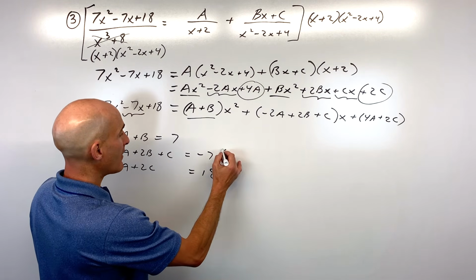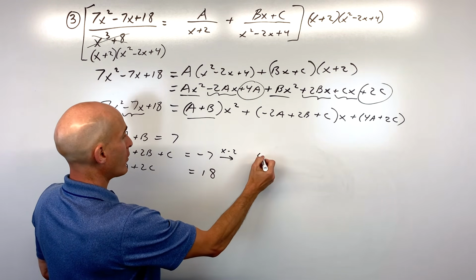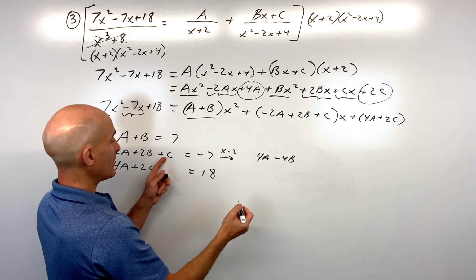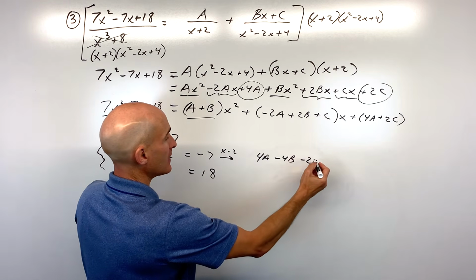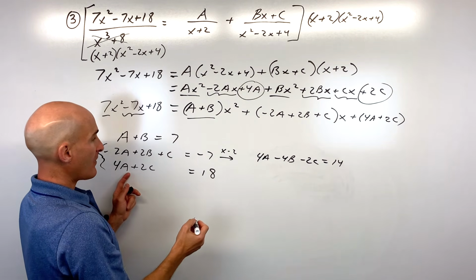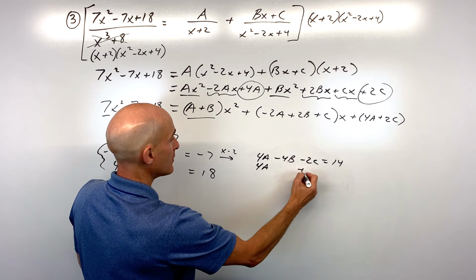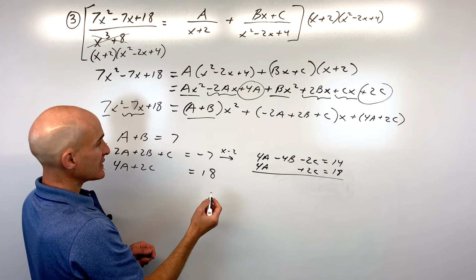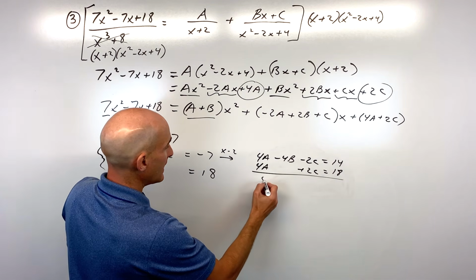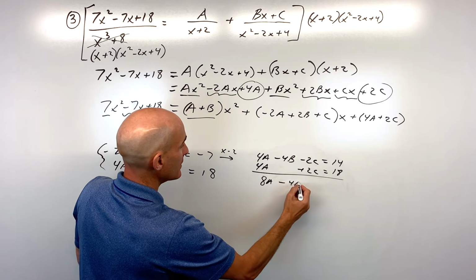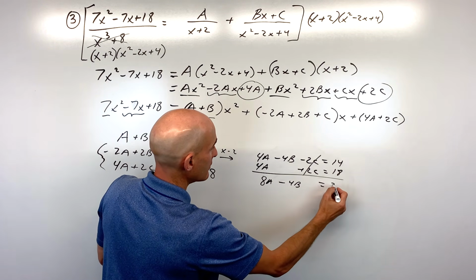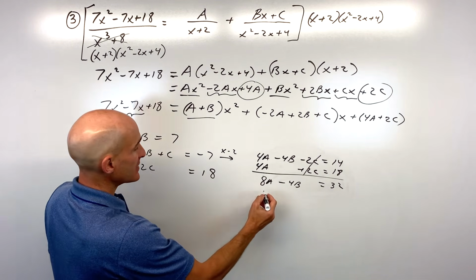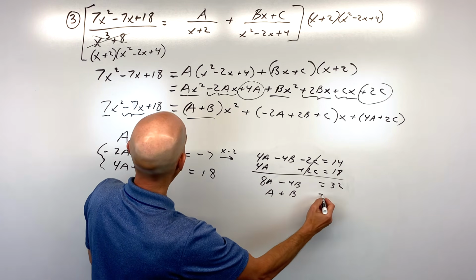Okay, so if I multiply by negative 2, we get 4a, a negative 4b, a negative 2c, and positive 14. In the bottom equation, I'm just going to bring over 4a plus 2c is equal to 18. Now you can see if we add straight down here, we get 8a, negative 4b, the c's cancel, and we get 32. So notice we have a and b. The first equation also has an a and a b in it, so let me bring that down here. a plus b is equal to 7.